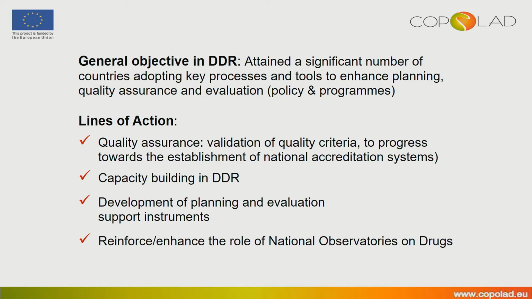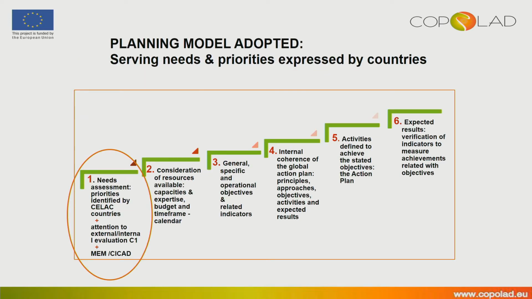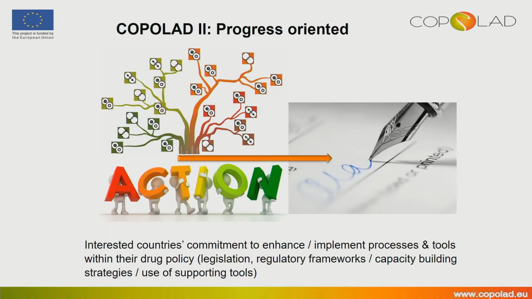And our main lines of action were quality assurance, capacity building in the sector in Latin America and the Caribbean, development of planning and evaluation support tools, and reinforcing and enhancing the role of national observatories and the national agencies on drugs as the institutions responsible for those. We decided that, taking into account a needs assessment, listening to the country needs, and paying attention to several evaluations we did at the beginning, at the middle, and at the end of the first phase, also looking at the information that the MEM from CICAD-OAS is providing. So with this needs assessment initially, we started COPOLAD 1 in 2011 with those aims I set.